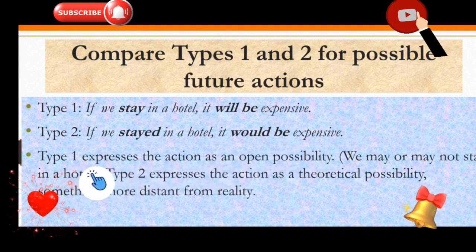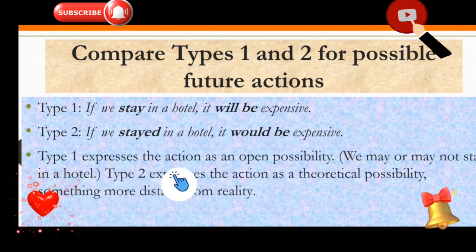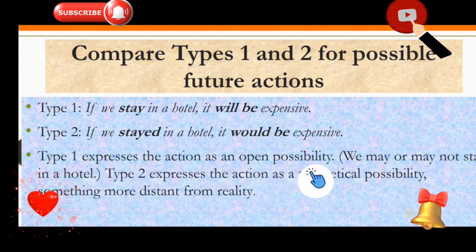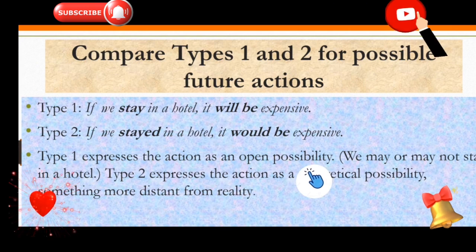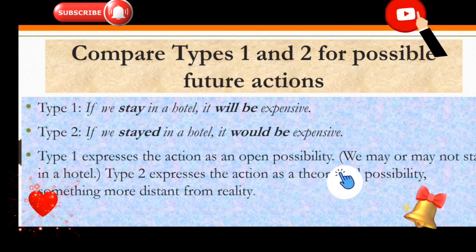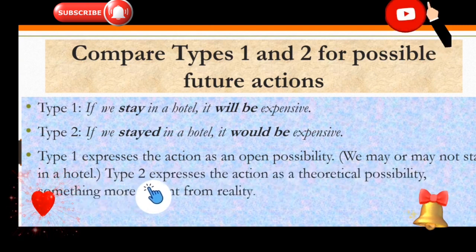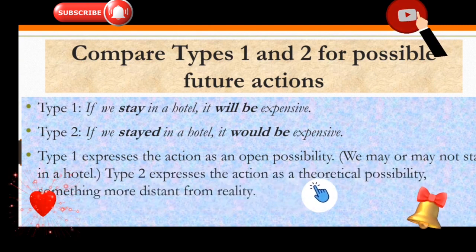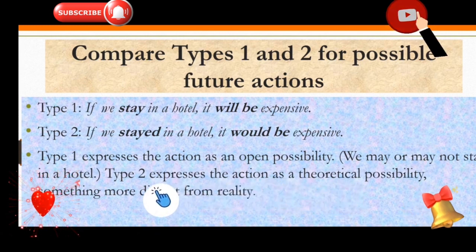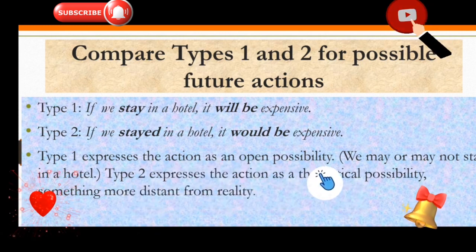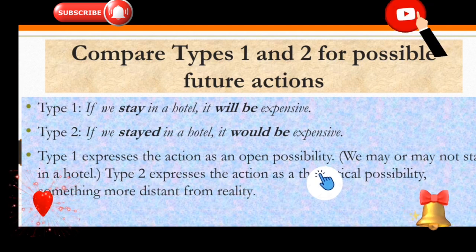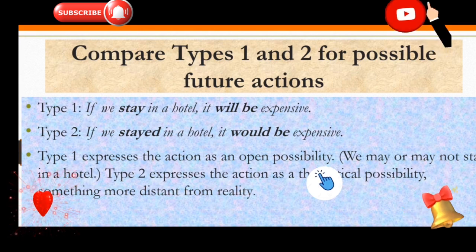Now, type 1 expresses the action as an open possibility. Possibilities are open that if we stay in a hotel, it will be expensive. We may or may not stay in a hotel. Type 2 expresses the action as a theoretical possibility, something more distant from reality. So reality does not exist in type 2. We are away from reality.